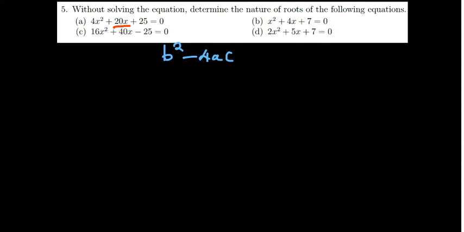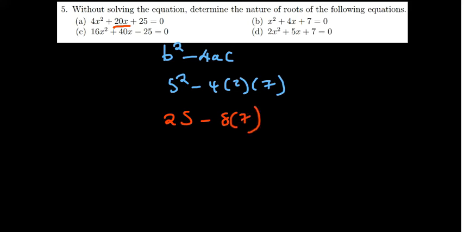So you have your b is 5. Your a is 2. Your c is 7. So 25. 4 times 2 is 8. So 8 times 7. Even without finishing that up, I know that is going to be greater than 25. So we get a negative value. When you get a negative, imaginary.